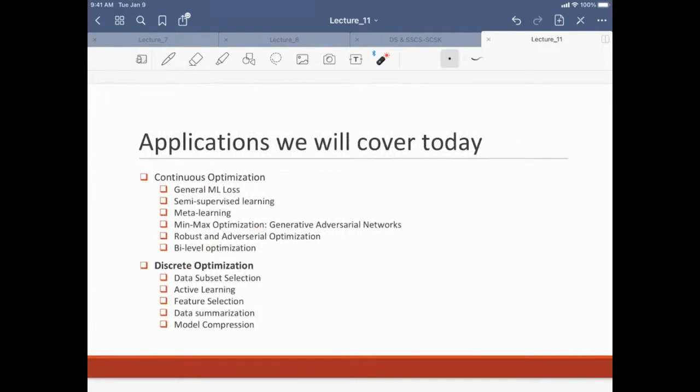All right, so I think with this we can now move on to discrete optimization. But I just want to see, are there any questions on the continuous optimization part?